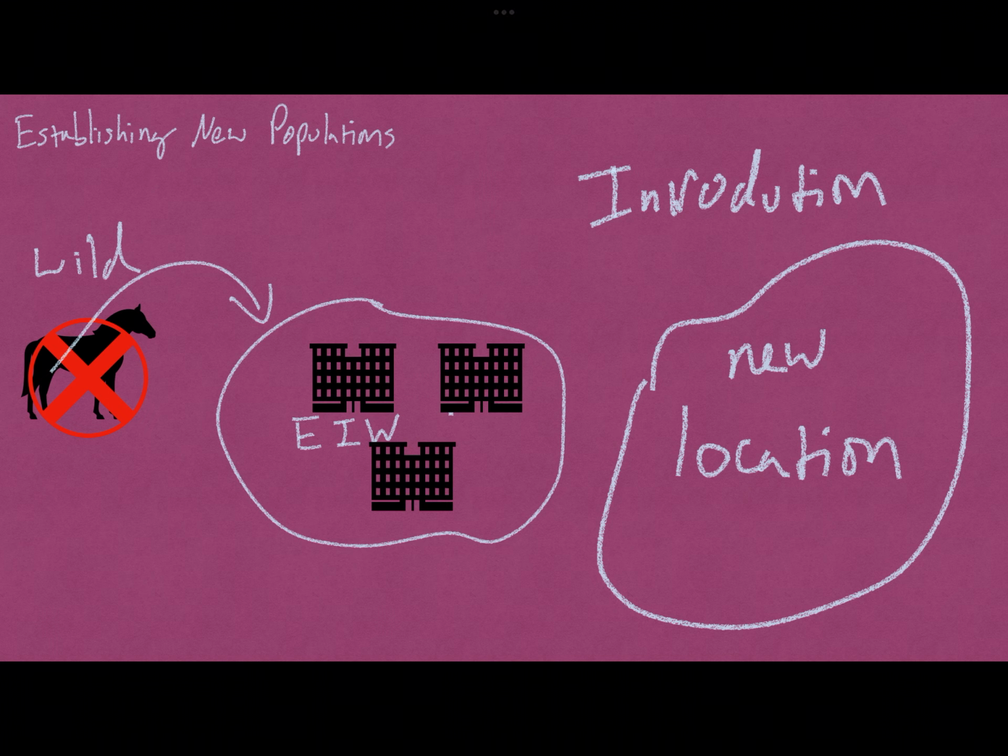But oftentimes the factors that cause the population to go extinct in the wild in the first place, like human development, are still present. And in that case, we have to find other places to try to reintroduce them. If we're taking individuals and bringing them to a new location where that species has never been found before, we call that introduction.